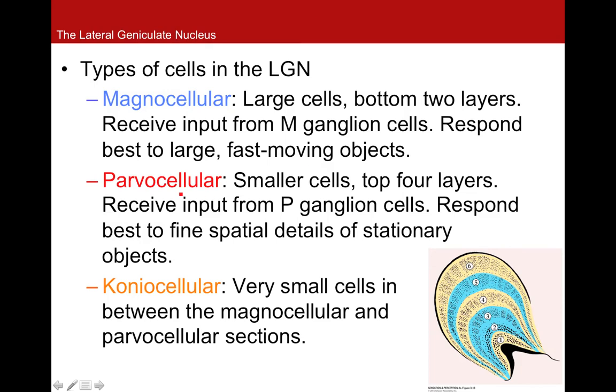The parvocellular cells, they're smaller. They're the top four layers. They receive input from parvocellular ganglion cells and respond best to really fine spatial details and also stationary objects that aren't on the move. And then the koniocellular cells are really small. They're between the magnocellular and parvocellular sections. So if you got really deep in there, you could see them. And we're still not entirely sure what these cells do.